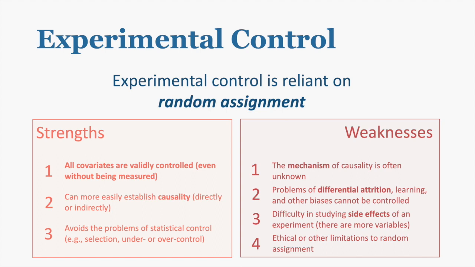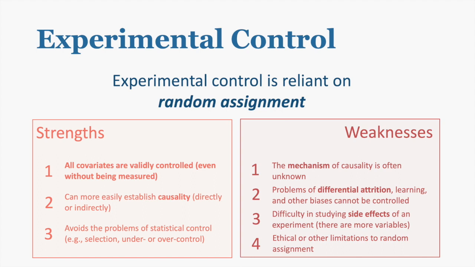Its weaknesses, though: the mechanism of causality is often unknown. How does the manipulation affect the outcome? It's often not able to be answered in an experiment. You also have problems of differential attrition. So for example, if you're recruiting people and people in the control group realize they're in the control group, often they might not be interested in participating in the study anymore. You also have issues of learning and other biases that cannot be controlled.